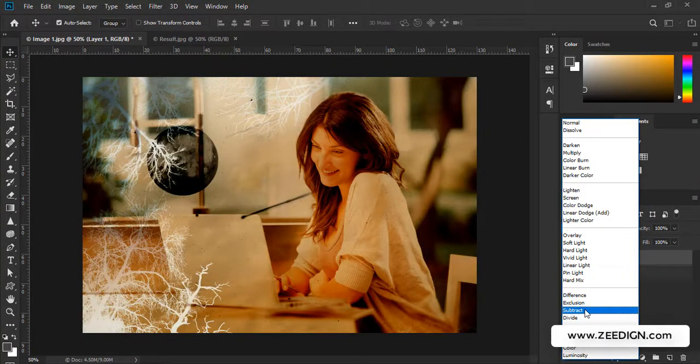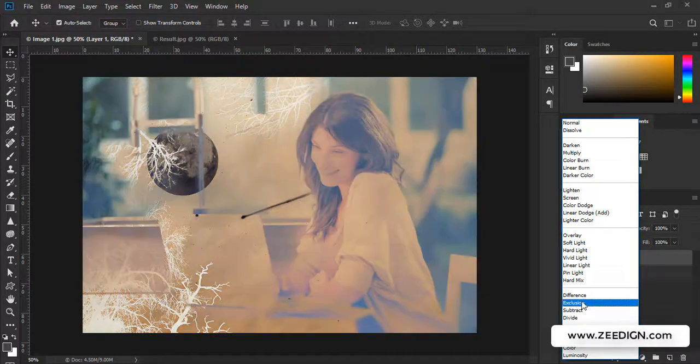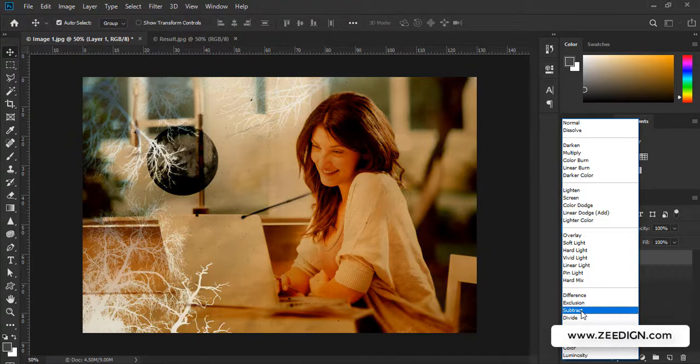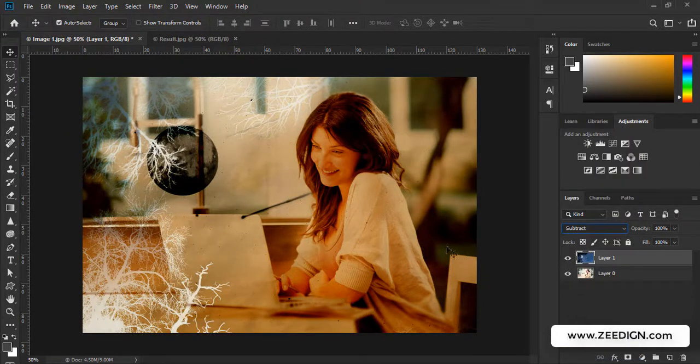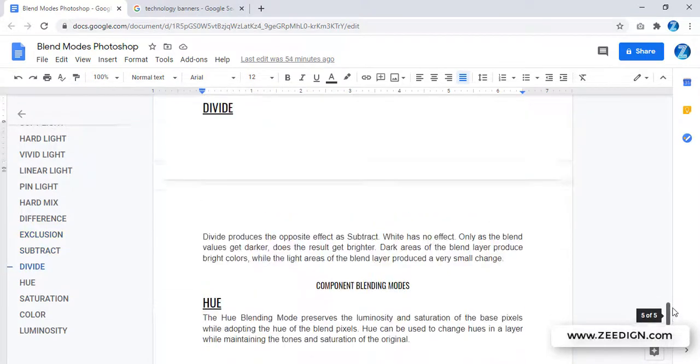So this is subtract. Okay, so it is pretty much like difference, only a bit more, I think, sharper. So if I need this effect, I think I will prefer subtract to difference, and it has really removed some sections by subtracting brightness. Yeah. Moving on to the next one, which is divide.